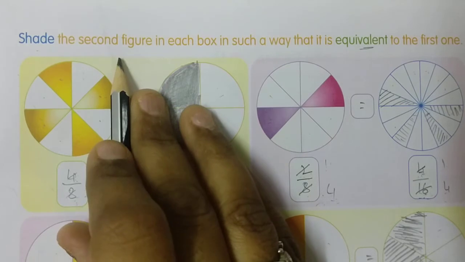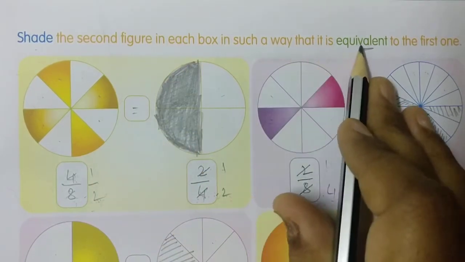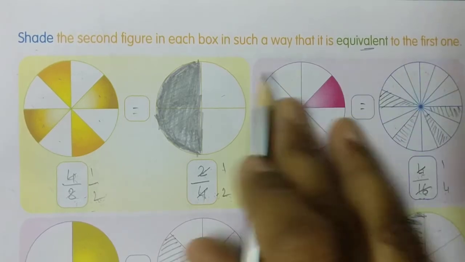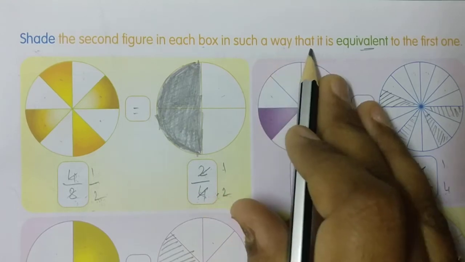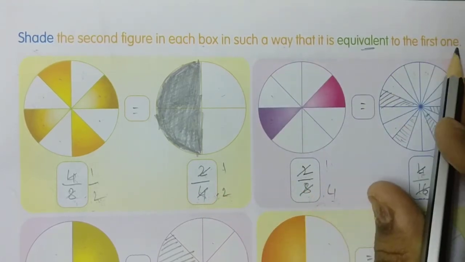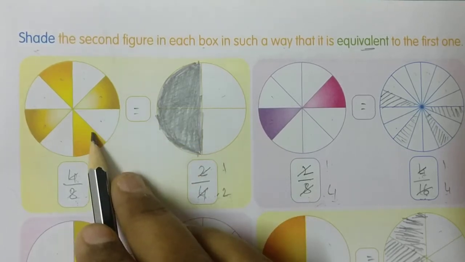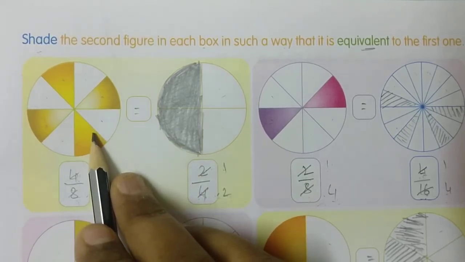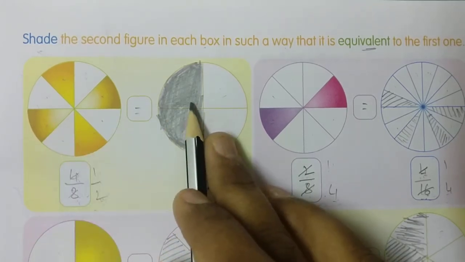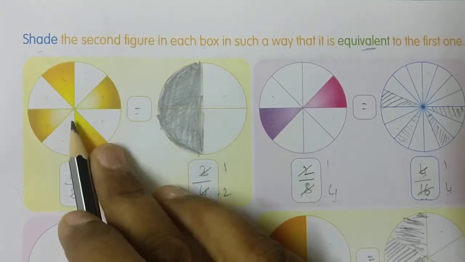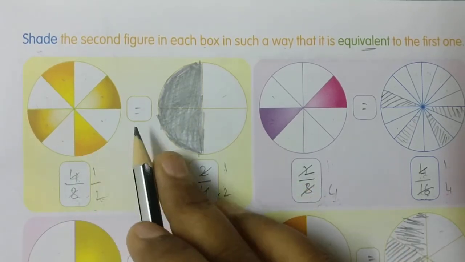Shade the second figure in each box in such a way that it is equivalent to the first one. So here they have given two figures, Nanna. Here in the second figure they have shaded one figure and one figure they have given blank. So by observing the first figure we had to do the second figure. Means here we had to show equivalent.